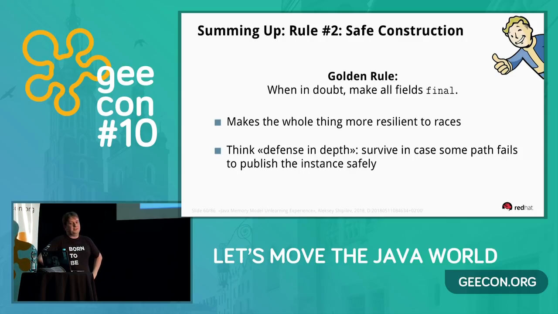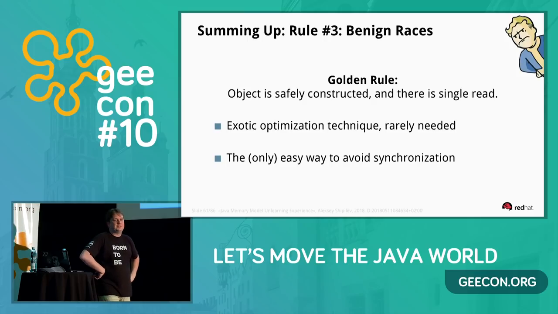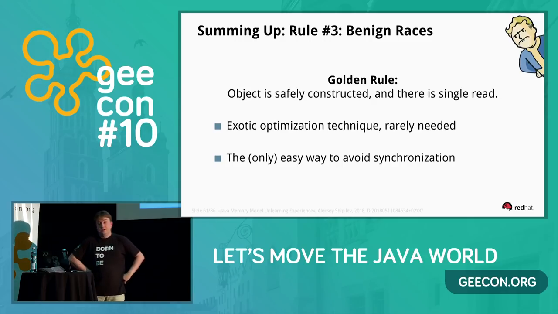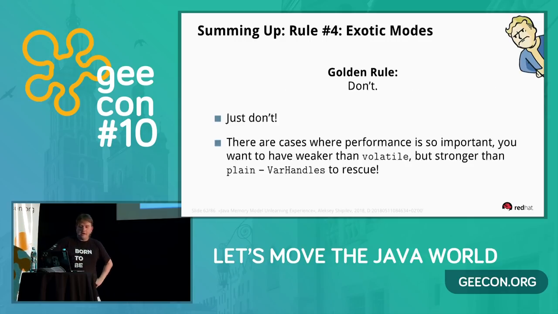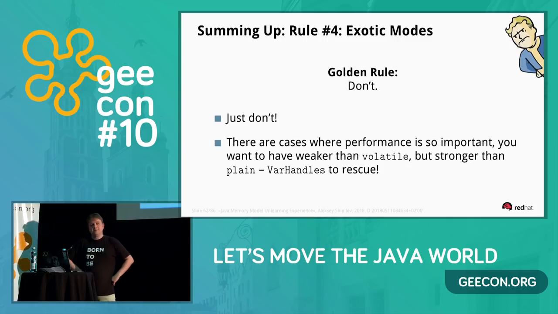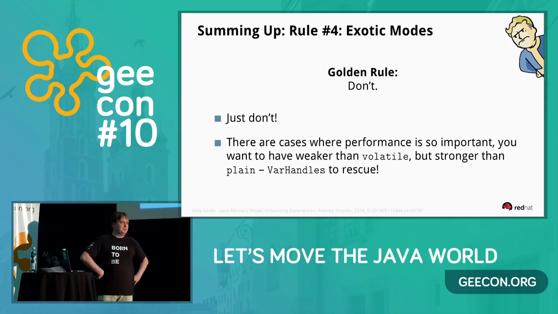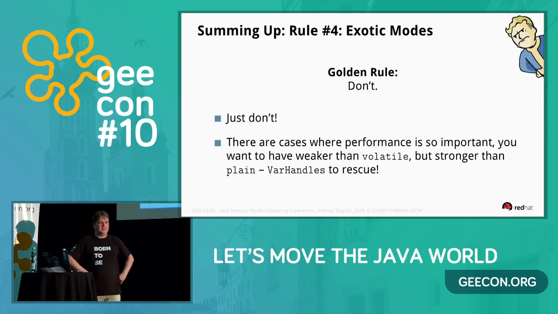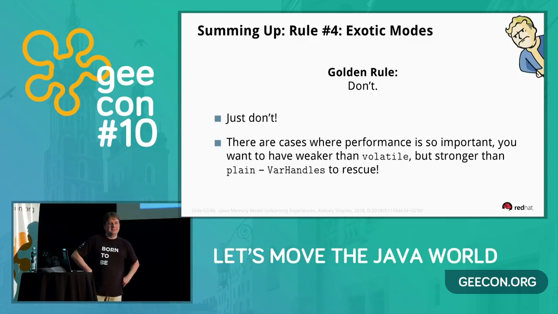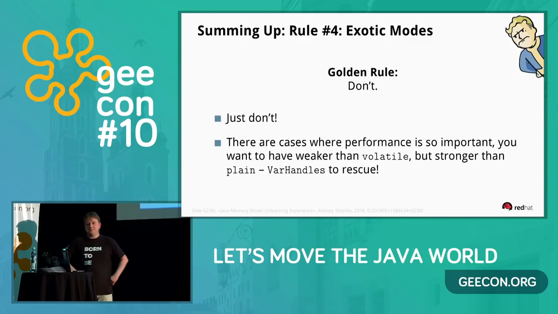The other two rules are not really recommended, but still, you want to have benign races. If you want to have benign races, then you have to prove that those are really, really benign. And there are also exotic modes, like non-volatile and non-plain, something in the middle. And just don't do that until you master your volatile things. First, prove that you can use volatile, then we can talk about using exotic modes there. If you're the library writer who cares exclusively about performance, then you might probably consider VarHandles and these exotic modes.